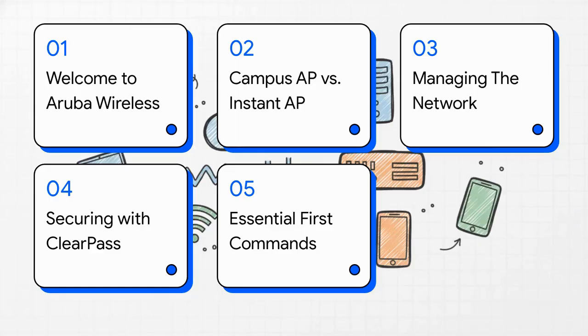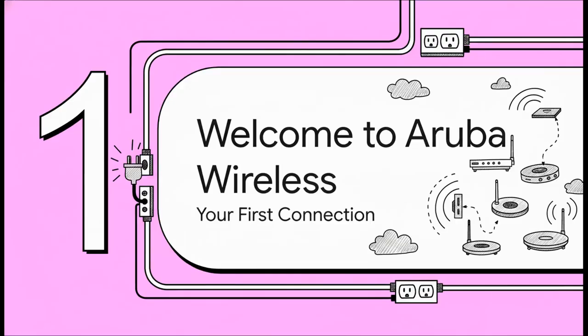Okay, so here's what we've got on tap. First, we'll kick things off with the basics of Aruba Wireless. Then, we'll get into the big difference between campus APs and instant APs. After that, we'll check out how to actually manage the network, lock it down with ClearPass, and finally, we'll wrap up with some essential commands to get you going. Sound good? Let's go.